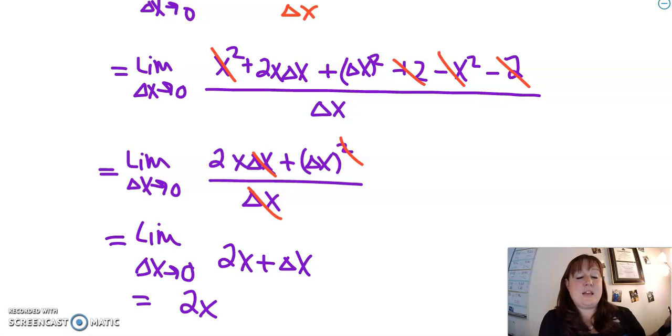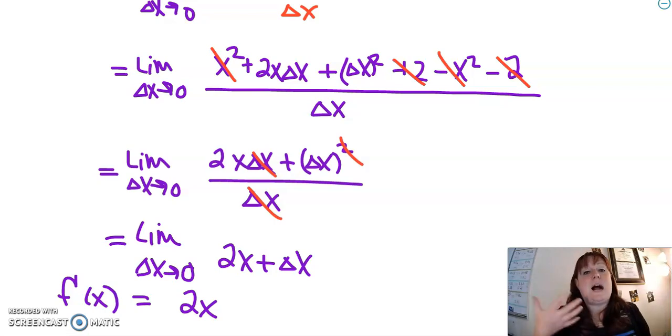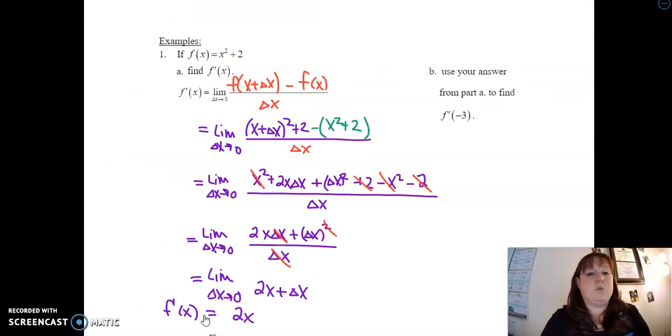So the limit as change in x approaches 0 is just 2x, which means this is our derivative. This is f prime of x. So what I'm telling you is that I could put any number into this function for x, and it would tell you the slope of the tangent line at that exact moment on our original function.